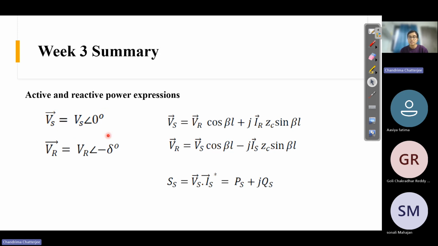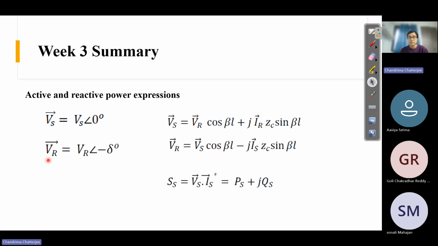So if you take the sending end voltage as reference, then the phasor Vs will be Vs, this is the magnitude, times 0 degree because this is the reference. So its angle is 0 degree. And the receiving end voltage phasor will be VR, which is the magnitude, and the angle will be minus delta. So this delta is called the power angle. Okay, this is called the power angle.